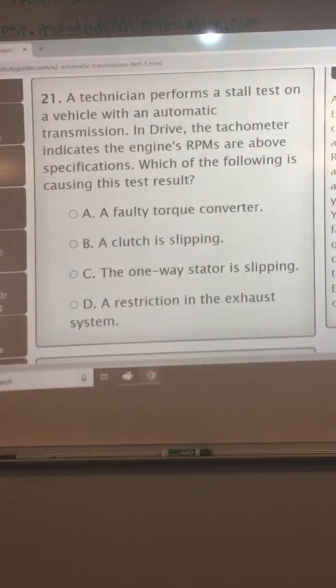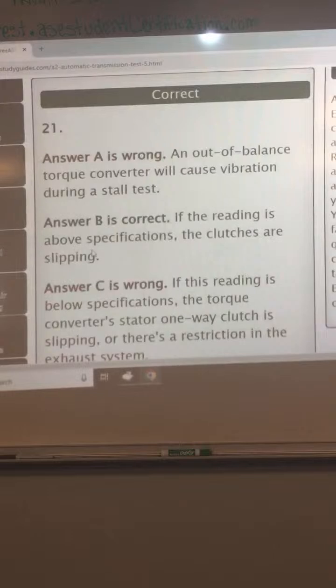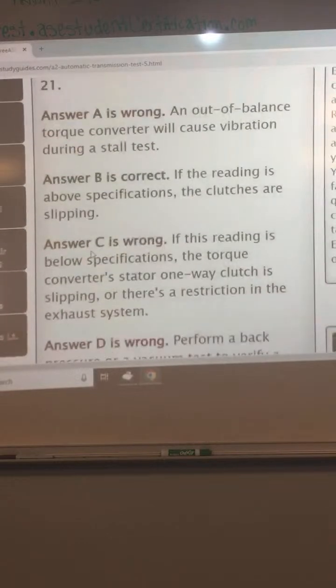So, stall test. Start the engine, put it in drive, put your foot on the brake, and give it a little gas. It says that the RPM is higher than it should be. I see. Clutch slipping? Exactly.